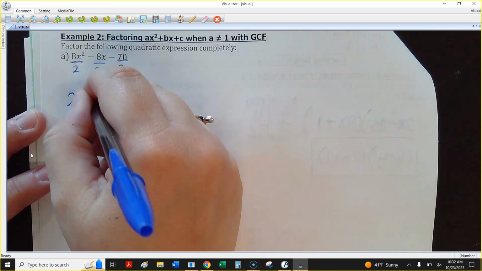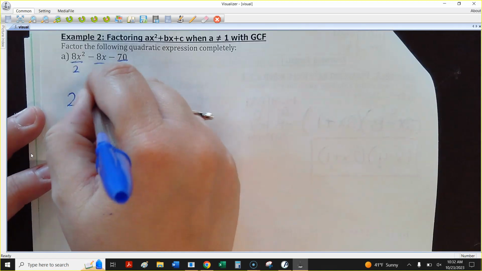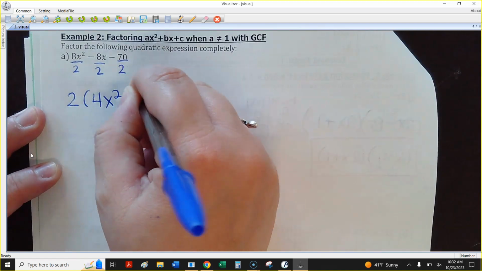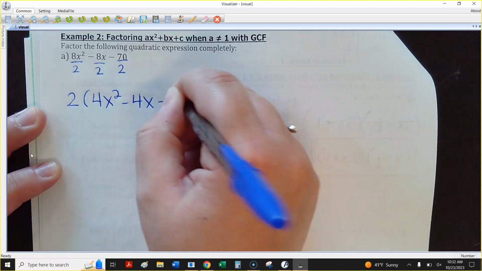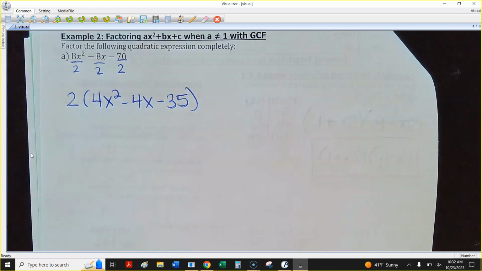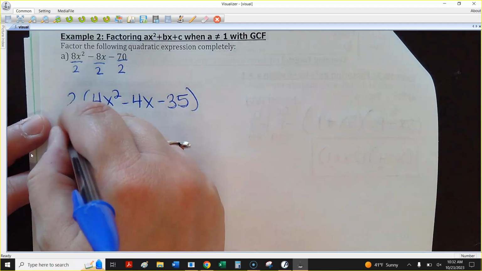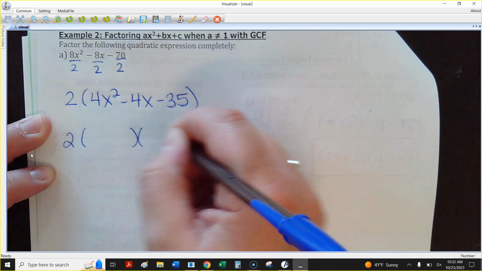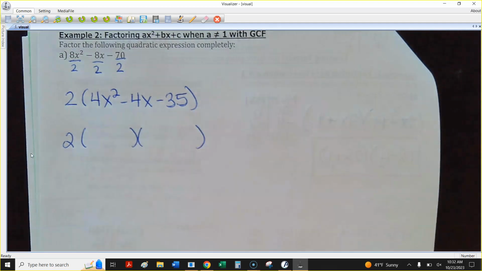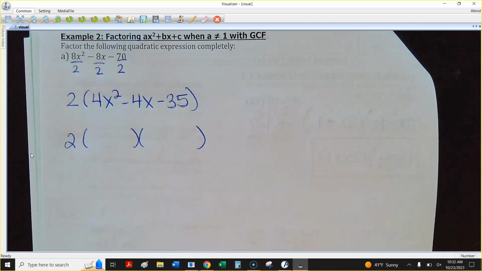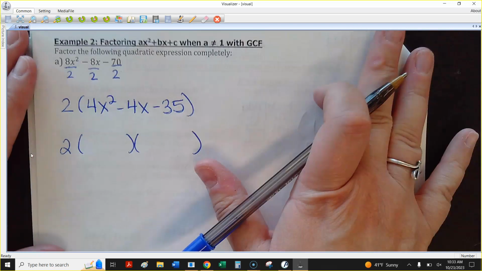All right, now this leftover, we'd have 4x squared minus 4x, and then minus 35. So what I'm going to do, I'm just going to leave the 2 out in front, and the factored form of what's left over there, so I'm going to have 2 more sets of parentheses, but you do have to leave the 2 out in front. Otherwise it won't give you back the original problem. And I'm going to do just like I did on the front.